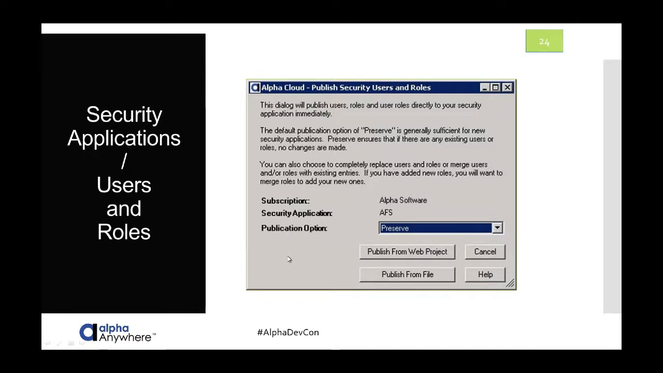If you've deployed to the classic server, you may want to move your existing security information to Alpha Cloud. And you can do that by exporting your users and roles from your classic server application and then using that file to publish to Alpha Cloud. That's something you do once. It's a migration step. You can also publish directly from the web project, and again, you notice that you have the same selections for publish options that we just talked about, preserve being the default.